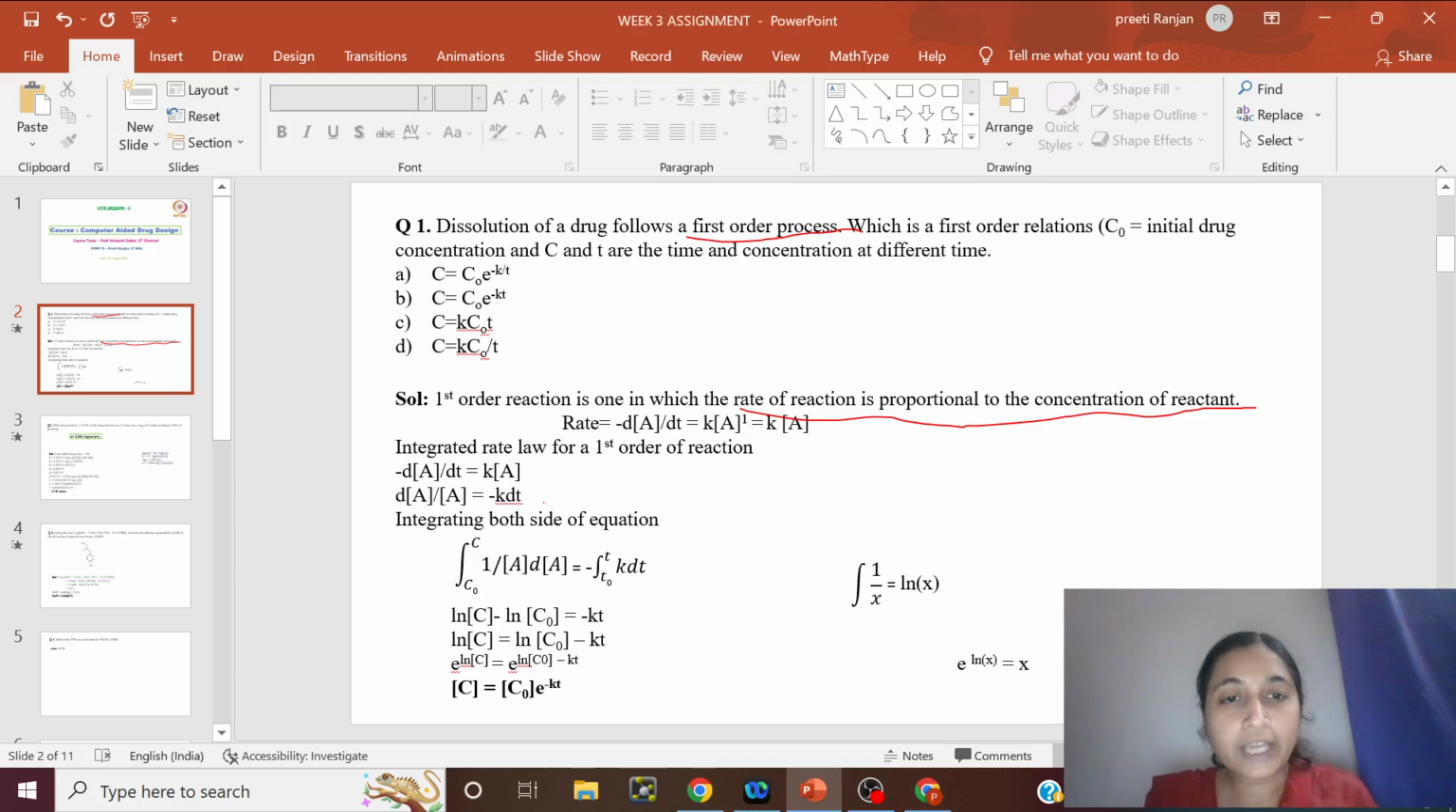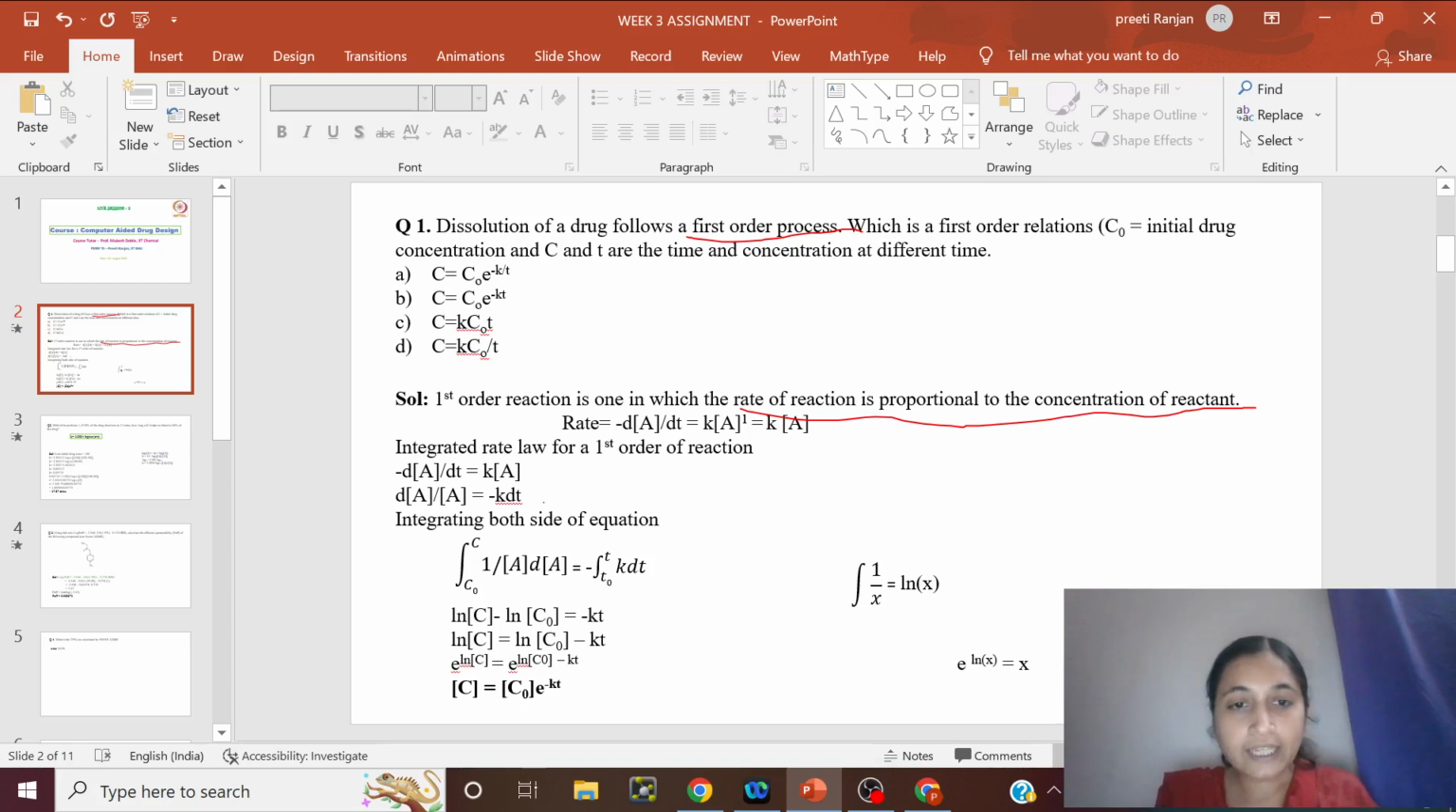So this is dA upon A equals minus K dt. Then we will integrate both sides of the equation and take the initial concentration C0 and final concentration C as lower and upper limits, and t0 and t for time. I think you all are from a math background and know that the integration of 1 upon x equals ln x. So ln c minus ln c0 equals minus kt. So ln c equals ln c0 minus kt.